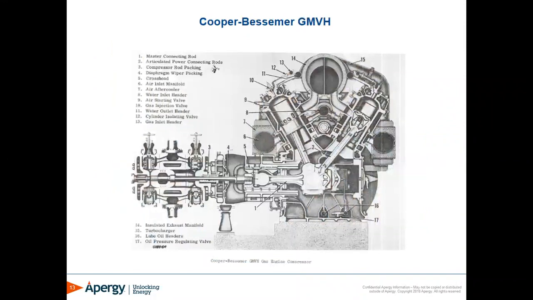So this is the side internal view of a GMVH integral. You can see there's one crankshaft that supports the engine power cylinders as well as the compressor cylinders. It's important to note that the GMVH has articulated rods. This complicates the geometry settings that are used for the analysis and the calculations. The articulated rods shorten the overall length of the crankshaft.